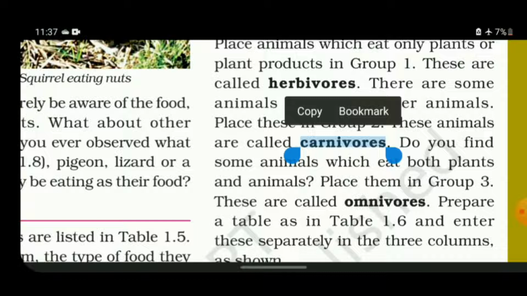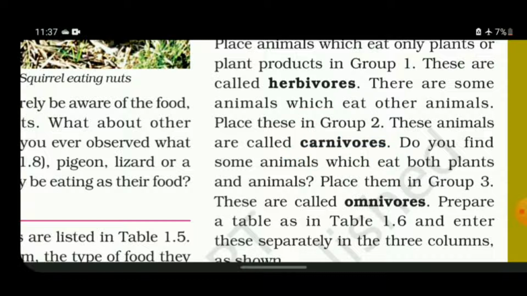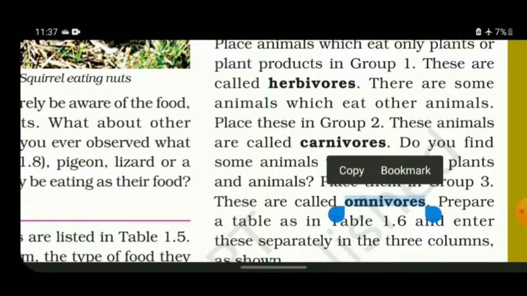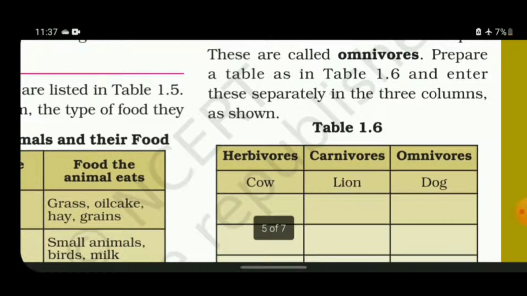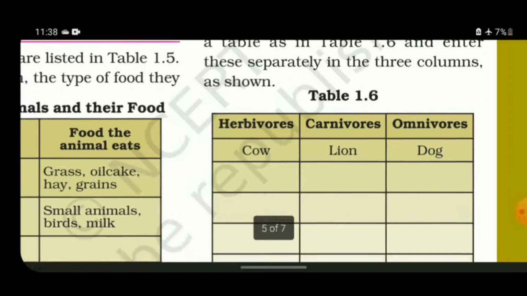Do you find some animals which eat both plants and animals? Place them in Group 3. These are called omnivores. Prepare a table as in Table 1.6 and enter these separately in the 3 columns as shown in Table 1.6.